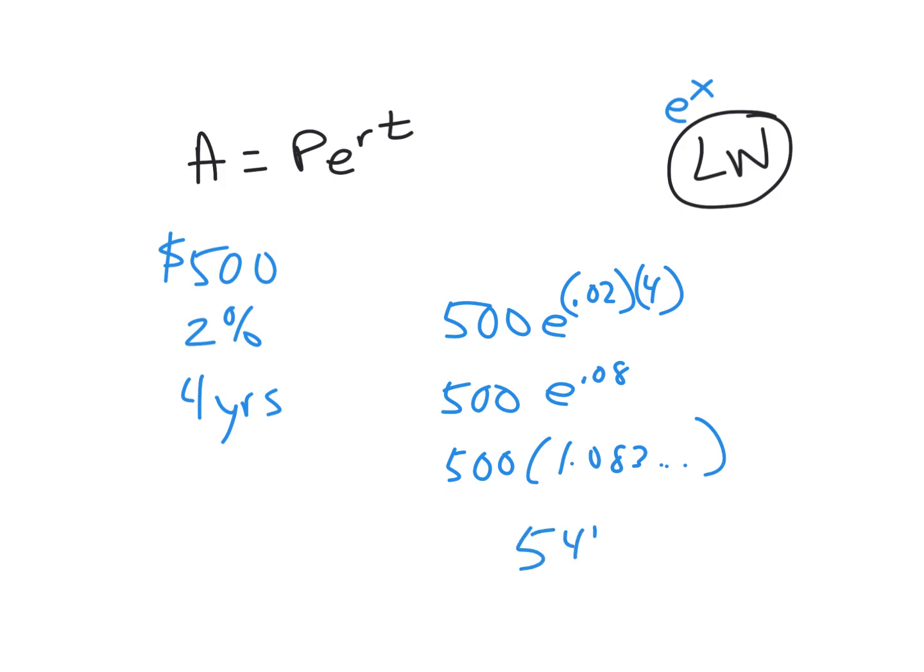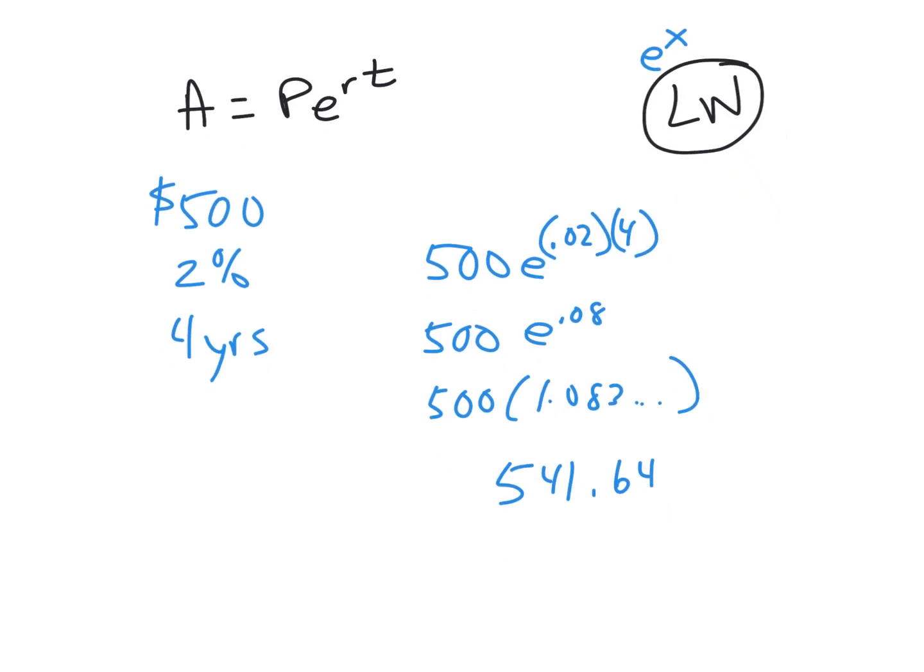And I'm going to take that times my 500. And it's 541.64. So continuously compounded at even a little bit lower interest rate, in only 4 years I made more money, didn't I? I made about the same amount of money as I did in 10 years not continuously compounded. That's how you do that. That's the Pert formula, principal times e to the rt, and you just plug in your rate and your number of years. That's your exponent for the e, and then take it times the 500. That should take care of it.